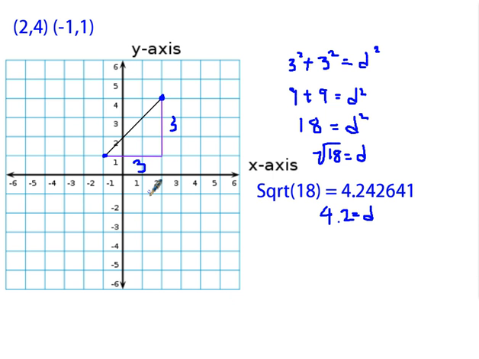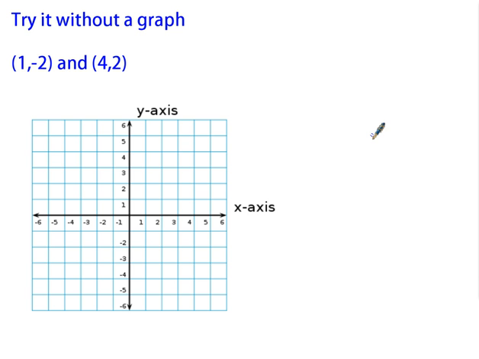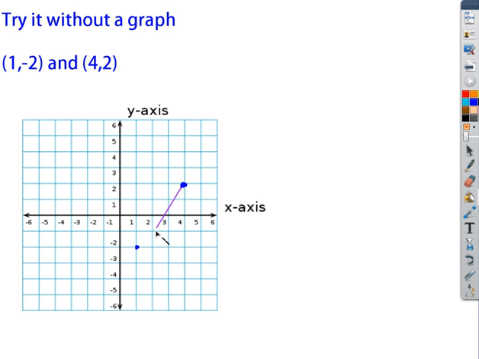This technique requires you to actually draw the points on the graph and make the triangle. Can it be done without a graph? Well, let's see. So here's another point, (1, -2). (1, -2) goes here, and another point (4, 2), which is right here. And let's draw that line. There's my distance.